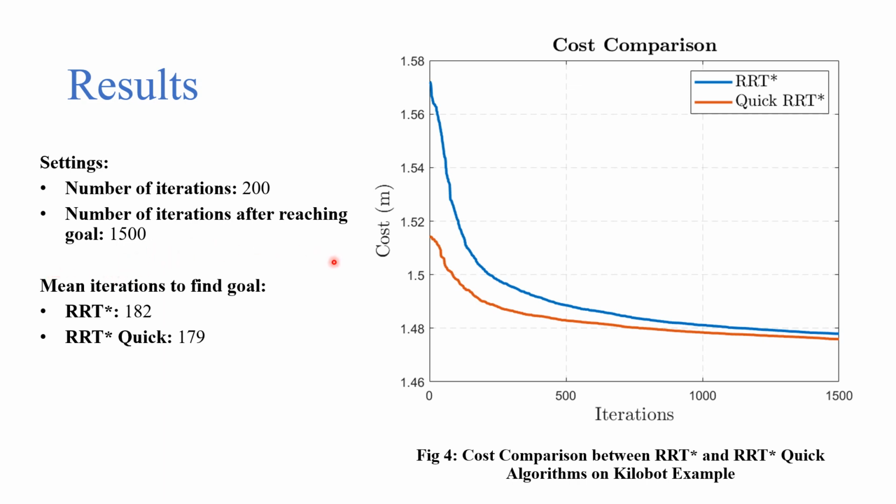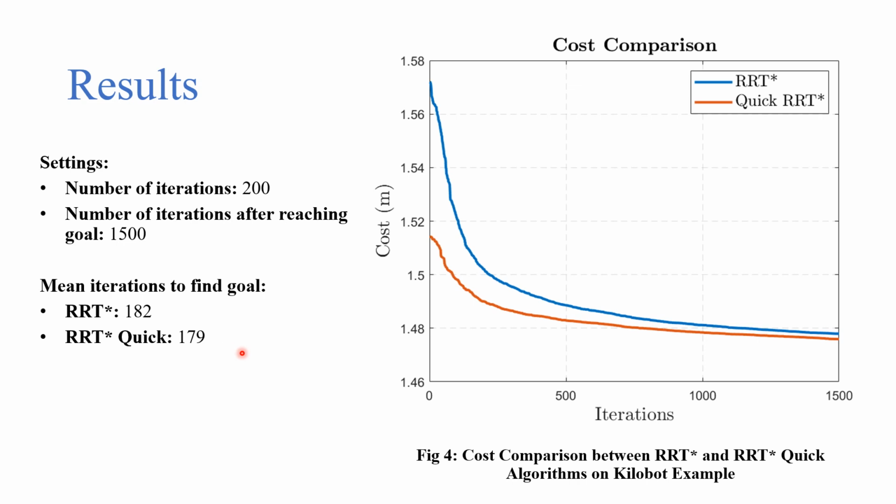So whenever an algorithm reaches the goal for the first time, it continues modifying and trying to enhance the path for 1500 iterations after reaching the goal. Now the results: first of all, we compare the mean iterations to find the goal between the RRT star and the RRT star quick. We can see that the RRT star quick has a slight benefit over the RRT star because it finds the goal in fewer iterations. Of course, the difference is not that significant.